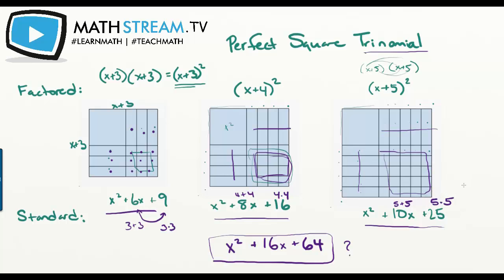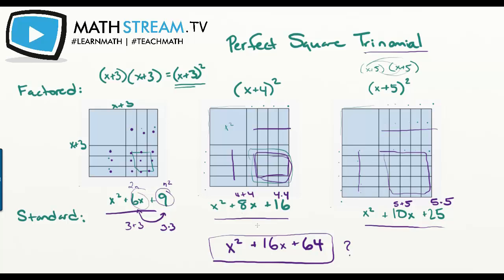So anytime we have a perfect square trinomial, we'll see this relationship between the x's and the ones. If we think about it in terms of the dimensions, x plus 3 times x plus 3, whatever that extra number is, this is 2 times that number, and this is that number times itself, or that number squared. So here it would be 2 times 3 is 6, 3 times 3 is 9. Here it would be 2 times 4 is 8, 4 times 4 is 16. Here it would be 2 times 5 is 10, and 5 squared is 25.